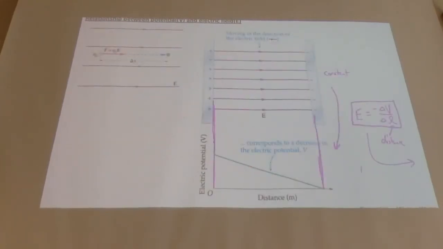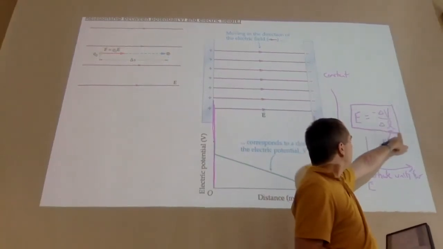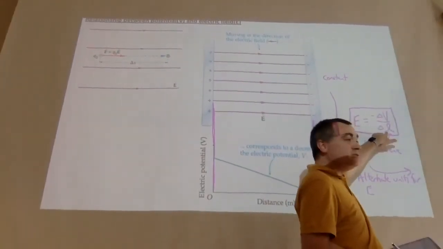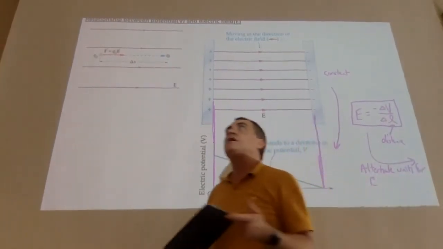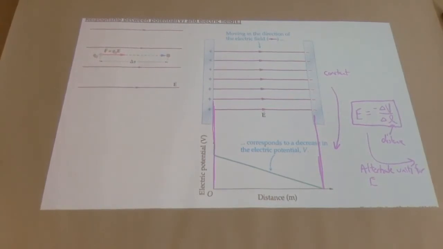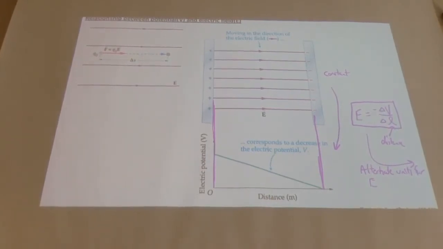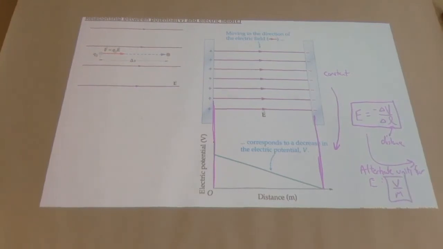This gives us some alternate units for electric field. Taking a look at this equation, in the numerator I have volts, and in the denominator it's just a distance, so it's meters, okay? Previously the electric field was newtons per coulomb. It can also be volts per meter. So this can also be volts per meter. Either one of those is equally valid.